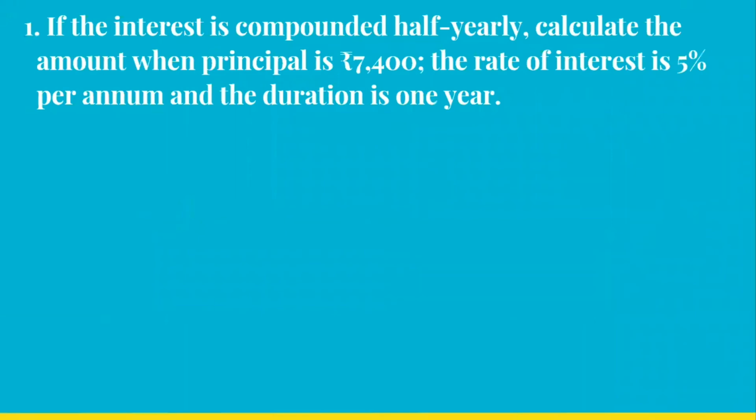Here we start with the first question. If the interest is compounded half yearly, calculate the amount when the principal is rupees 7,400, the rate of interest is 5% per annum and the duration is 1 year. So here you are given principal rupees 7,400. Rate of interest is 5% per annum and the duration is 1 year, and it is being compounded half yearly.